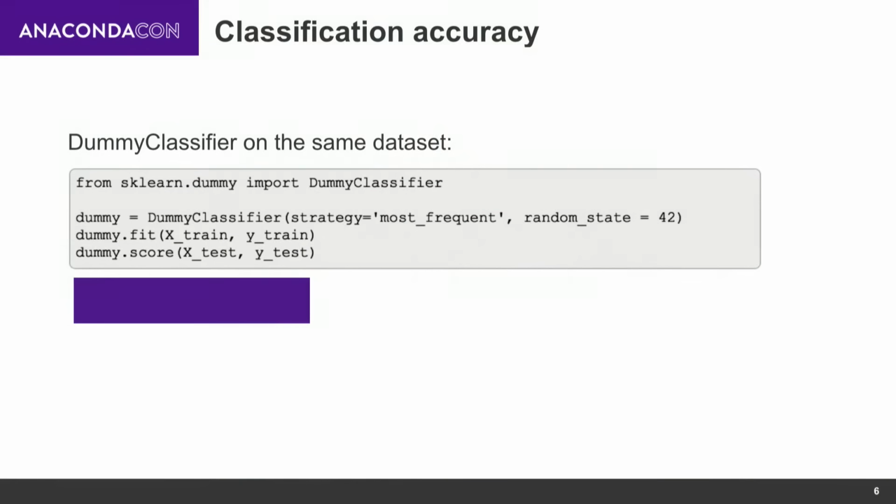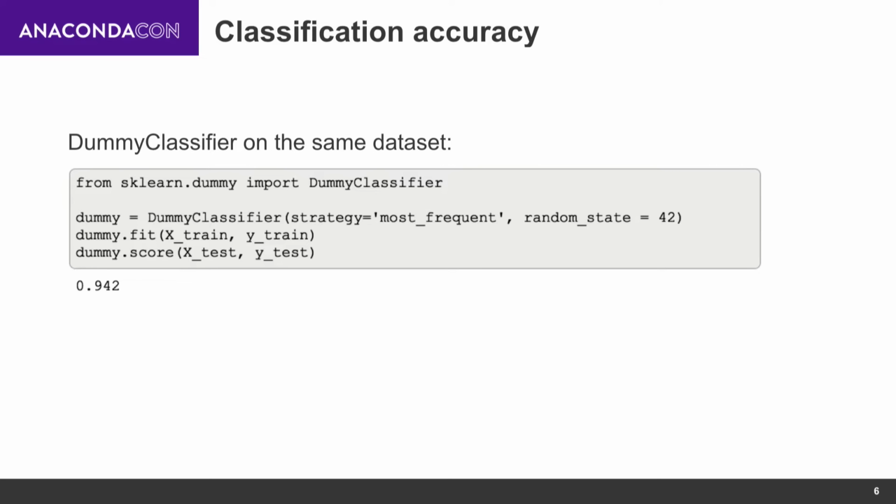I'm going to use the same data set to build a dummy classifier. A dummy classifier in scikit-learn is something that doesn't learn anything from the data. It follows a simple strategy. It can generate predictions uniformly at random, or it can, in my case, just predict the most frequent class it has seen in the training data. And in this case, I'm going to get 94% accuracy.